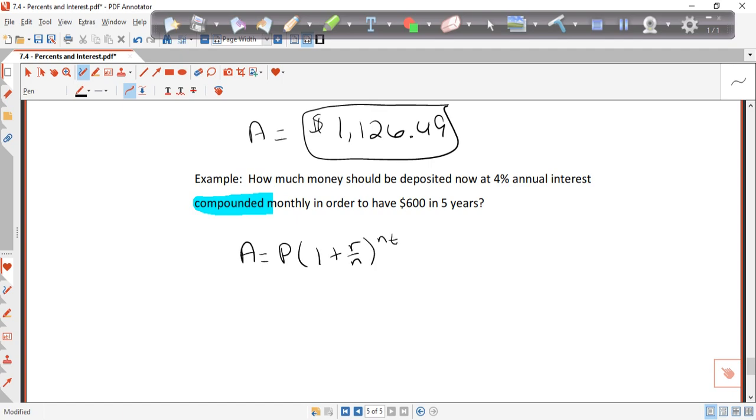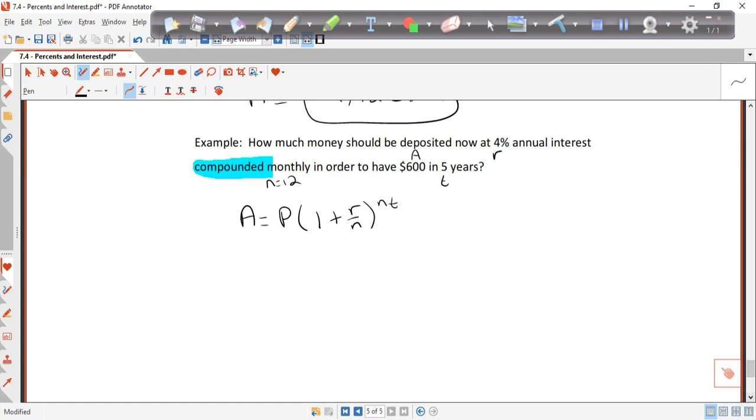Okay, so we're going to go through, deposit, there's our interest rate, there's our time, it says monthly, so N is 12. We just got to determine is 600 the principal or amount in 5 years. It says we want 600 in 5 years, so that's A. So it's going to be 600 equals, we don't know P, times (1 plus 0.04 over 12) to the 12 times 5. Remember, go ahead and do 12 times 5, that's 60.